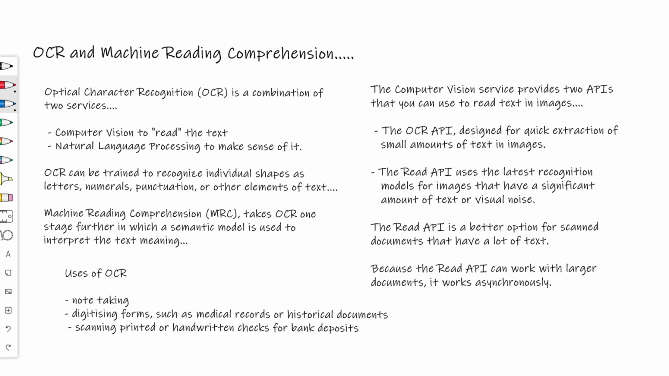Now up until this point, we focused on images and the objects within, but I want to take a few minutes to discuss and demonstrate optical character recognition and machine reading comprehension. This is a combination of two services: computer vision, which reads the text, and natural language processing that makes sense of it. This is useful for applications such as note-taking, digitizing forms and scanning documents. It's also worth noting that the service provides two application programming interfaces: the OCR API, designed for quick extraction of small amounts of text, and the Read API for larger documents with visual noise.